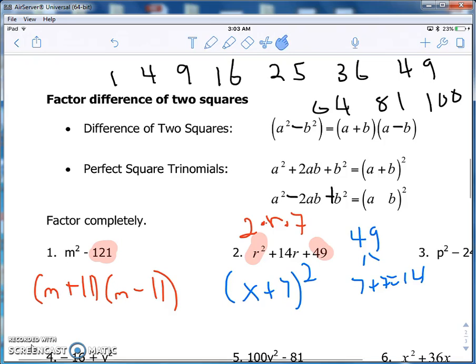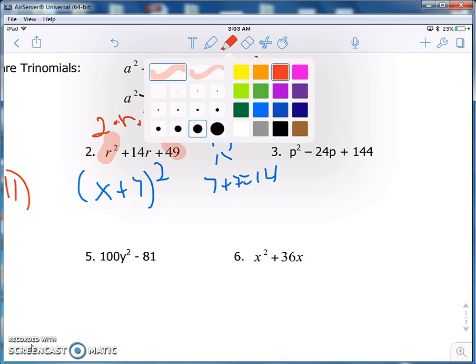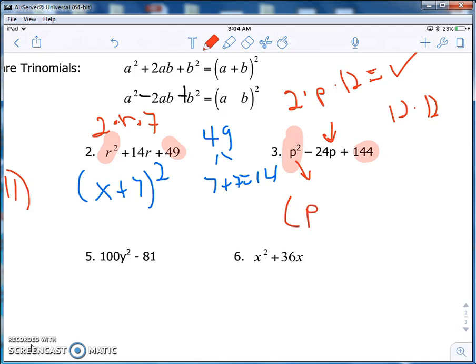Well, let's try to get one more in before the time runs out. 144 is a pretty big number, but p squared is a perfect square, and 144 is in fact 12 times 12. So we want to check if that 24 is 2 times p times 12, and it checks out. So our perfect square trinomial gets factored to the square root of the first, use the sign, square root of the second, or last, quantity squared.